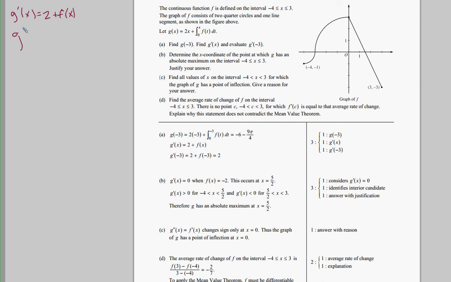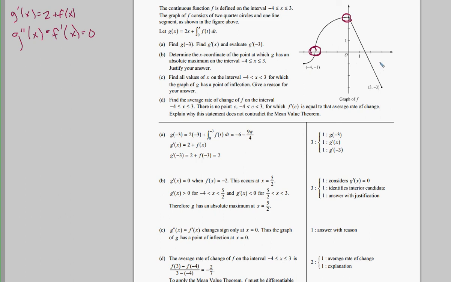So g double prime, because I'm going to need to know double prime to get the point of inflection, would just be 0 plus the derivative of f. Okay, so what I need to do is go over to this graph here and figure out where my derivative, or my slopes, are 0 or undefined. So you notice right here, I have a slope being undefined. It's a vertical slope. Right here, I have a slope being undefined. It's going to create some sort of a corner.